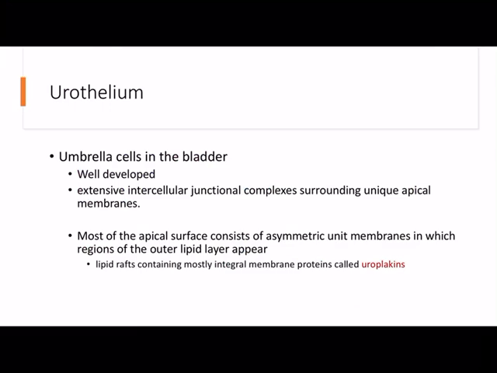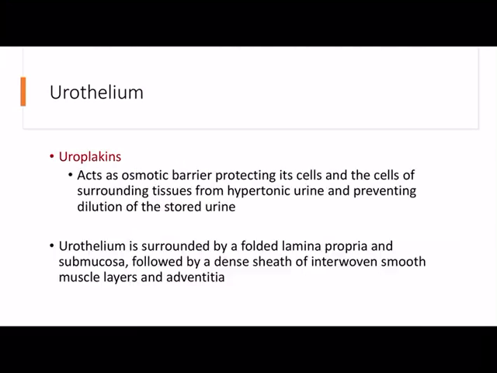There are umbrella cells in the bladder with well-developed, extensive intercellular junctional complexes surrounding the unique apical membranes. Most of the apical surfaces consist of asymmetric unit membranes in which regions of the outer lipid layer appear to contain mostly integral membrane proteins called uroplakins. Uroplakins act as an osmotic barrier, protecting the cells and the cells of the surrounding tissues from the hypertonic urine and preventing dilution of stored urine.